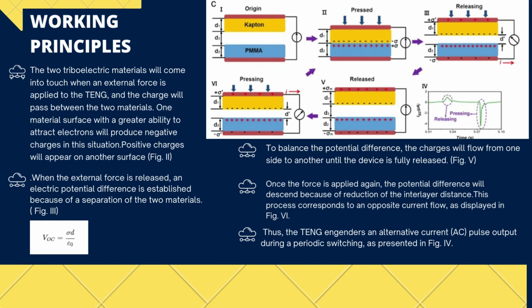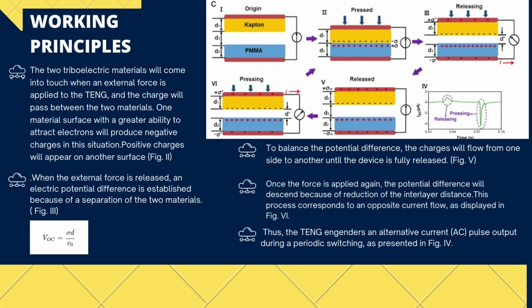When the external force is released, an electrical potential difference is established because of the separation of the two materials. We can see that in figure 3. Now we are using the equation down here for open circuit, which is VOC equals sigma d divided by epsilon naught, where sigma is the charge density, epsilon naught is the vacuum permittivity, and d is the separation distance in an open-circuit condition.